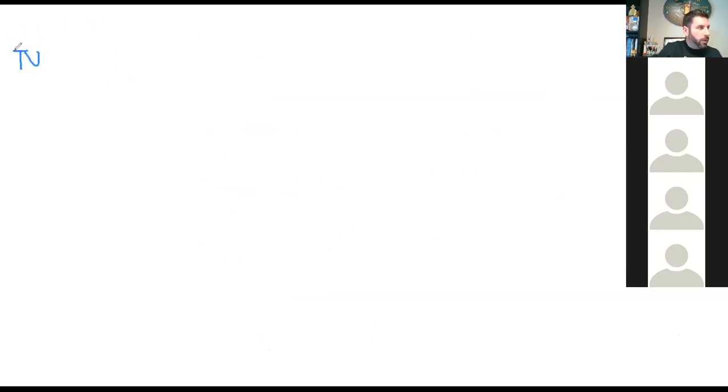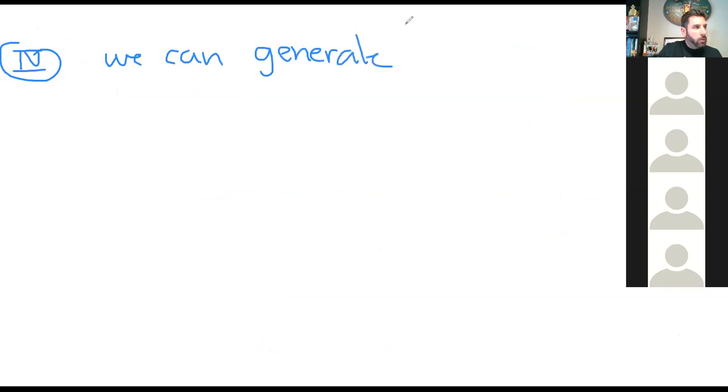So for the fourth example, let's think of this. So we can generate this sequence. Let's do this. How about 3, 6, 12, 24, 28. Excuse me, not 28. That makes no sense. This would be 48. So it might not be obvious to you how to generate this sequence, but you can generate it in the following way.